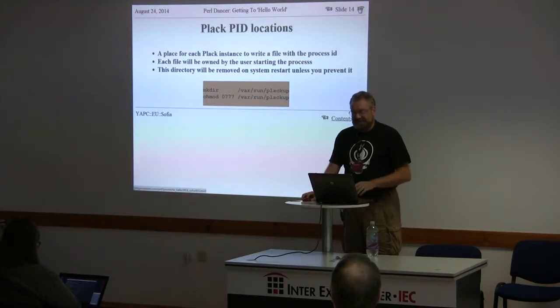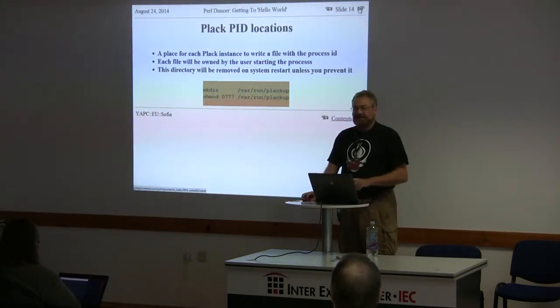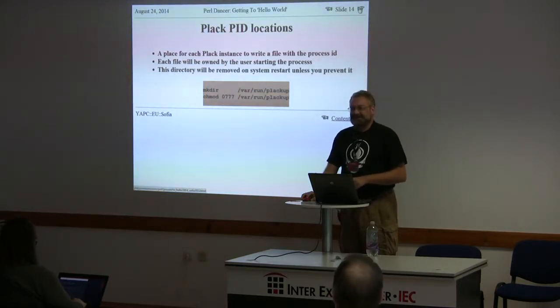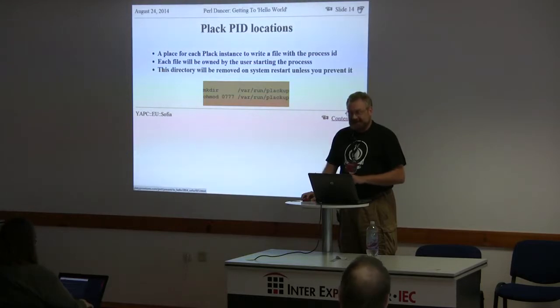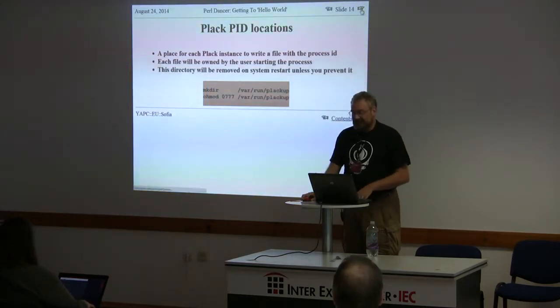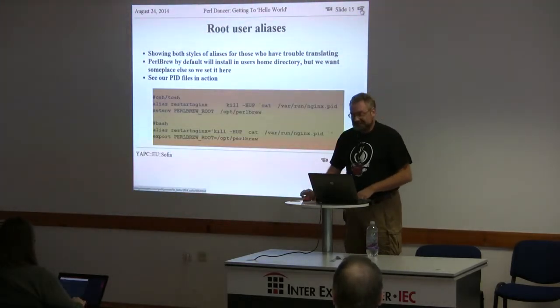Unfortunately, I made one small mistake. /var/run gets blown away every time you restart, so this directory goes away. It might be better, instead of writing your process IDs into a directory here, to just write it straight in, so instead of plack-app slash something, it's plack-app underscore something. Then you don't have this problem. Every time I restart, I have to remember to go back and make this directory. But I haven't changed the slides yet.